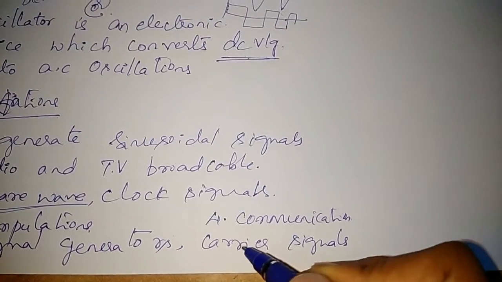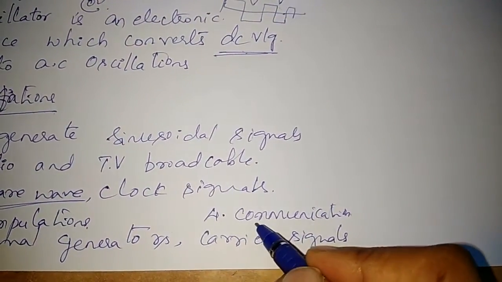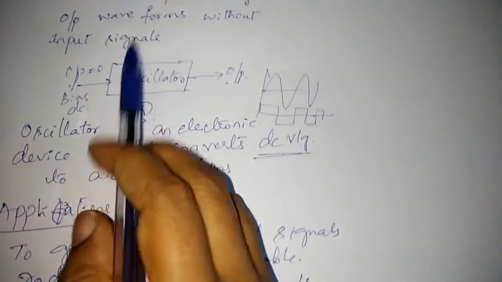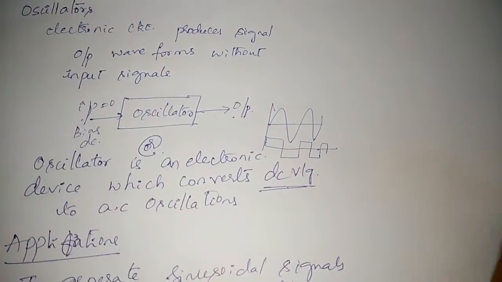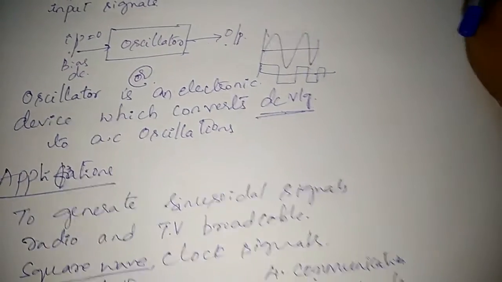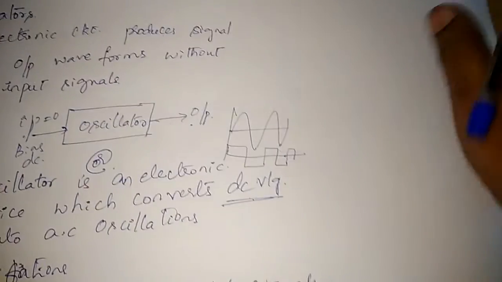Okay, so how will we get the message? We'll be having a message, but how do we generate carrier signals? That is again by making use of oscillators. So for all these applications we require oscillators. That's why we are studying oscillators here.